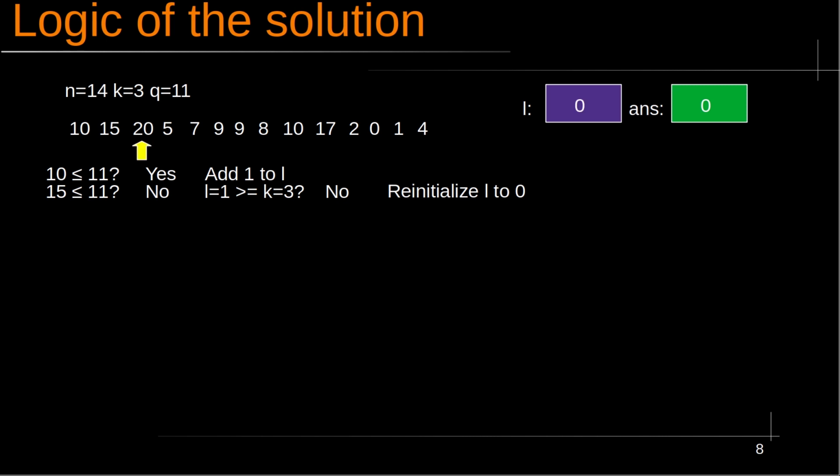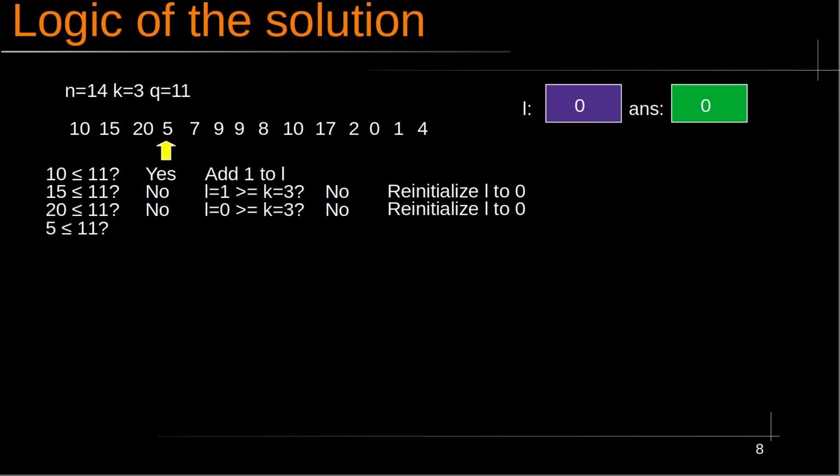We go to 20, same for 20, we have nothing here. L is equal to 0, greater than K? The answer is no. Why do we check if L is greater than K? We have to check this because we want the length to be at least K. The length must be greater or equal to K. The answer is no. Initialize L to 0.